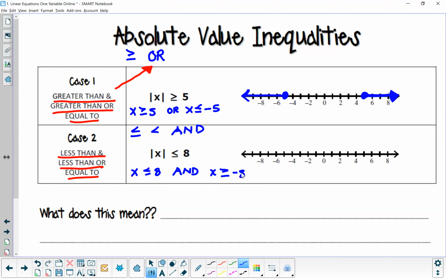So when I put this on my graph, essentially what I'm going to get is a solid circle at -8, a solid circle at 8, and I'm shading in the middle. Okay, so there is my graph for the second case. So in general, what this means for us is absolute value inequalities are really just compound inequalities.